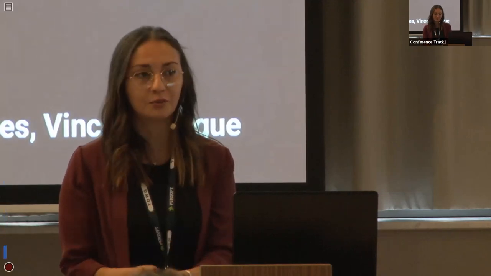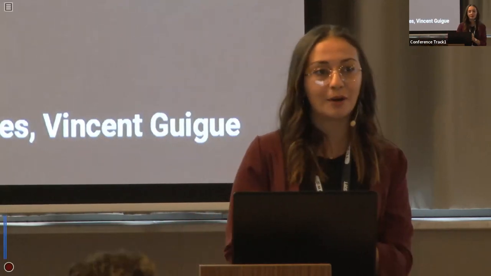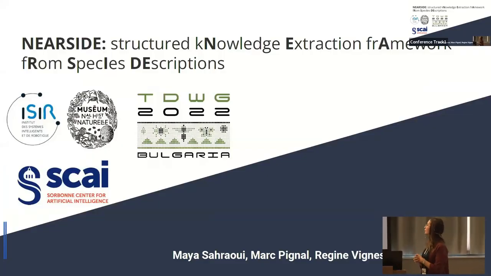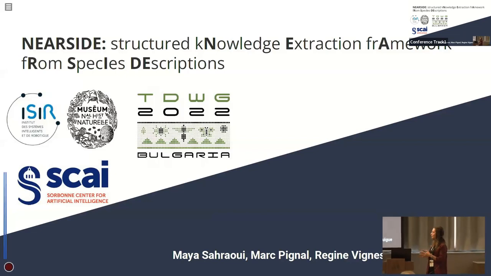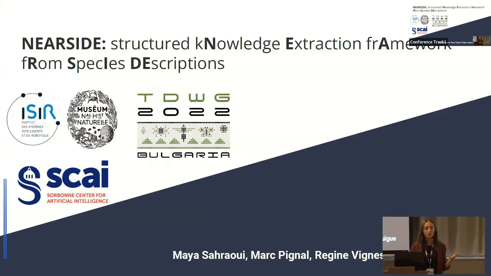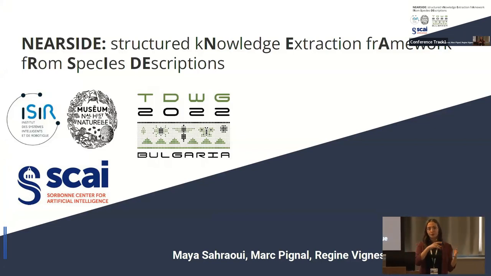Hello, everybody. I'm Maya Sarawi, and I'm going to talk to you today about a framework we've worked on at Sorbonne University and the National Museum of Natural History in Paris. This framework is called NearSight, and NearSight stands for Structural Knowledge Extraction Framework from Species Descriptions. The idea behind this work is to develop a deep learning model that can translate textual species descriptions into knowledge graphs that can be linked, measured, and compared with other species descriptions from other sources.